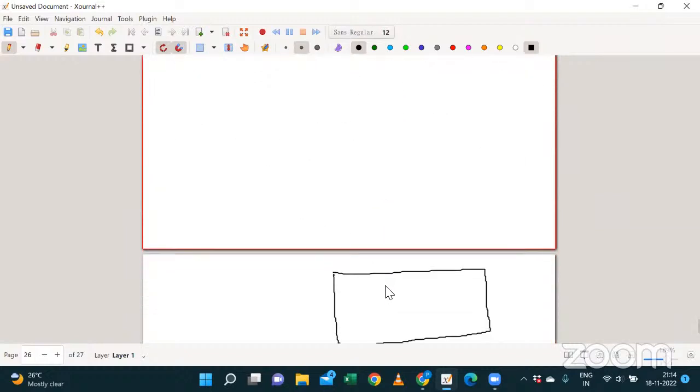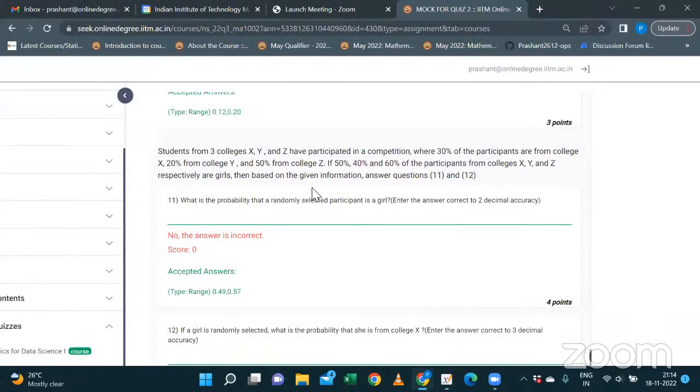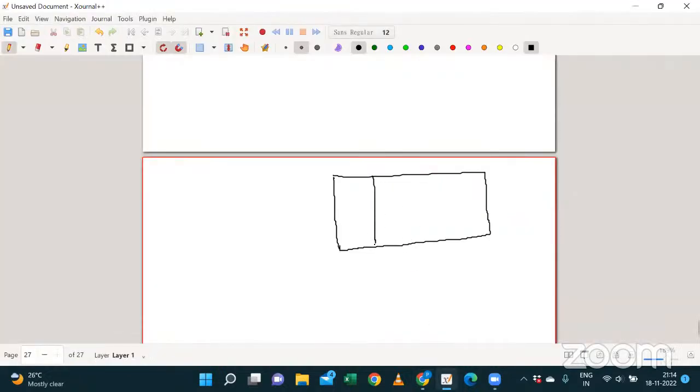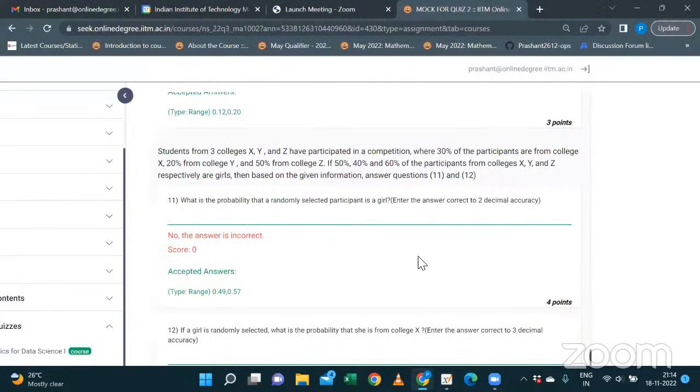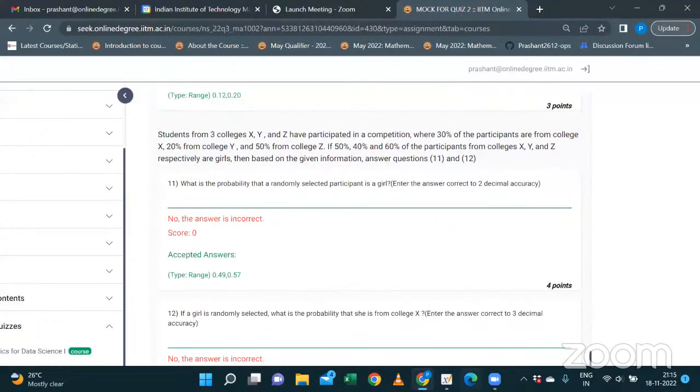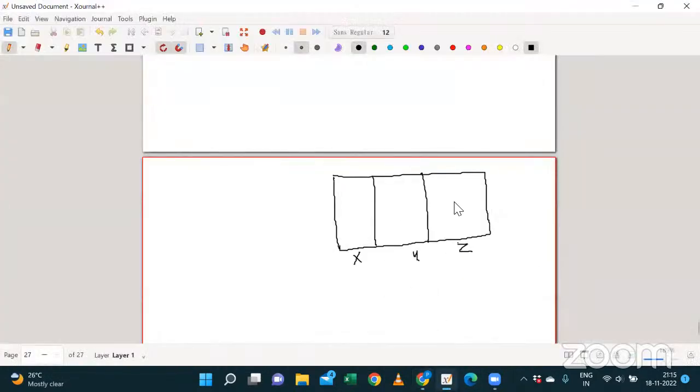Okay. So you can make things like this: in the question, there are 3 colleges, X, Y, and Z, right? Suppose this is X college, Y college, Z college. It says 30% of the participants are from college X, 20% from college Y, and 50% from college Z. So since these are subparts of the sample space, the total should be 1, right? That means 30% from X, 20% from Y, and 50% from Z, right?